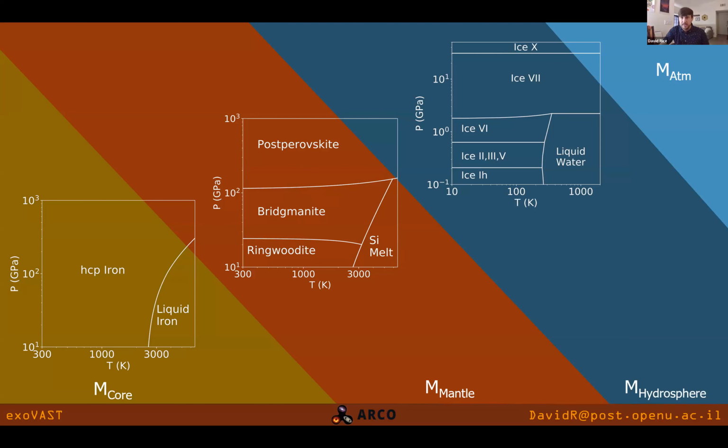So these are the default phase diagrams of MAGRATHEA for the core, mantle, hydrosphere, and we have an ideal gas atmosphere. We've got hexagonal close-packed iron in the core, along with liquid iron, these phases of magnesium silicates in the mantle, along with silicate melt, and these high-pressure ices, along with liquid water in the hydrosphere. In this equation of state library, these phase diagrams are ever expanding in the code.